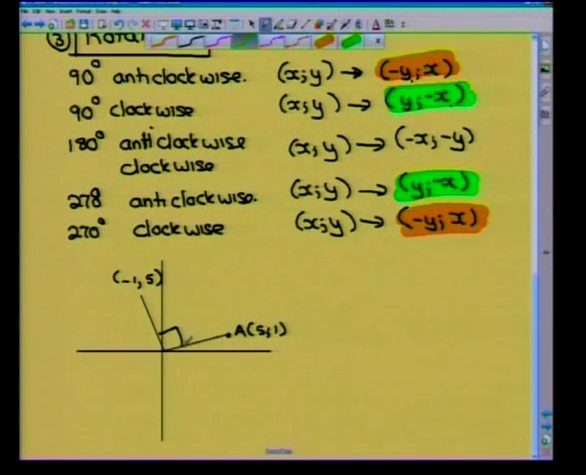Now, if I measured this in a clockwise direction, do you agree with me this would be 270 degrees clockwise, and this is 90 degrees anti-clockwise. So that's why I'm saying that that will give you exactly the same rule, which is quite useful to know.